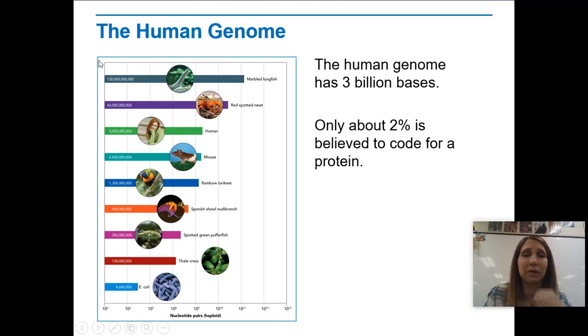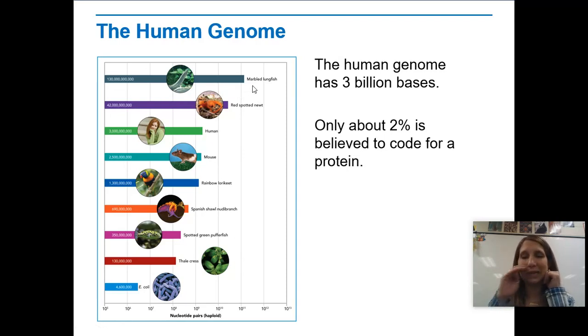But this is kind of showing you a comparison of different types of organisms and the sizes of their genomes. So again, humans have 3 billion. We're right here in green. Very similar to mice. Very similar to all sorts of different things. There's fish, there's a plant down here, there's bacteria, a lungfish up here, which is a pretty archaic, ancient fish. A newt has more than us.